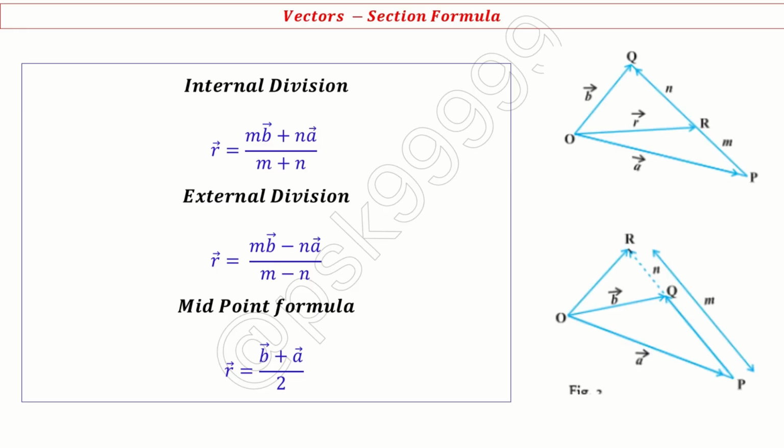Okay, section formula. We know what the section formula is. If two vectors A bar and B bar are at an angle and R bar is dividing the PQ bar in a ratio m is to n, then R bar is represented by m B bar plus n A bar divided by m plus n. You would have learned this already in coordinate geometry, right? Exactly the same thing in vector notation. If it is external division, then m B bar minus n A bar divided by m minus n. Be careful where m is and where n is. M is the bigger one here, the smaller one is n. And the midpoint formula is the same again, A bar plus B bar by 2.